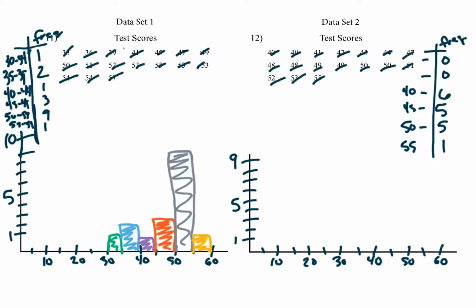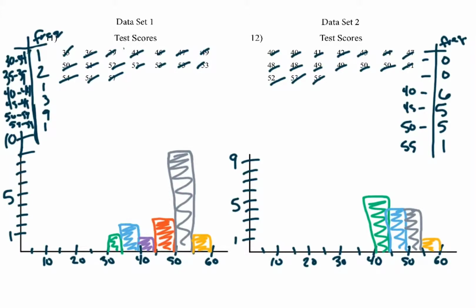And then we've got this other one, okay, which they started at 40, not till 40, right? So 40 to 45, there was 6 of them. Okay. Then 45 to 49, there was 5. Then there was 5. And then 1.